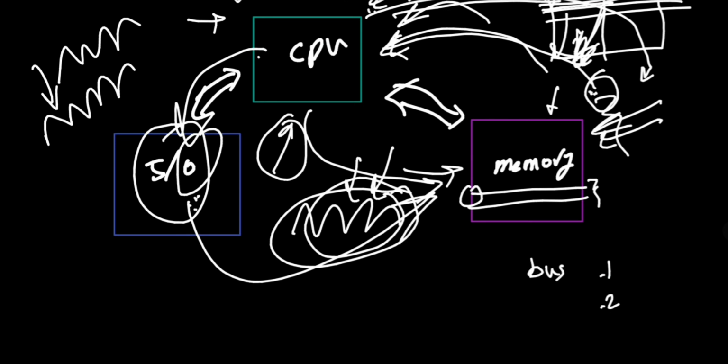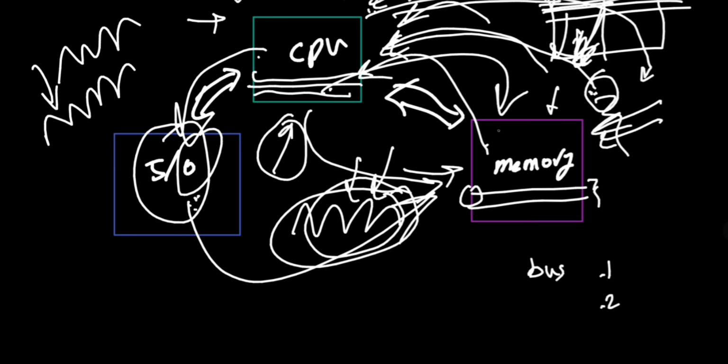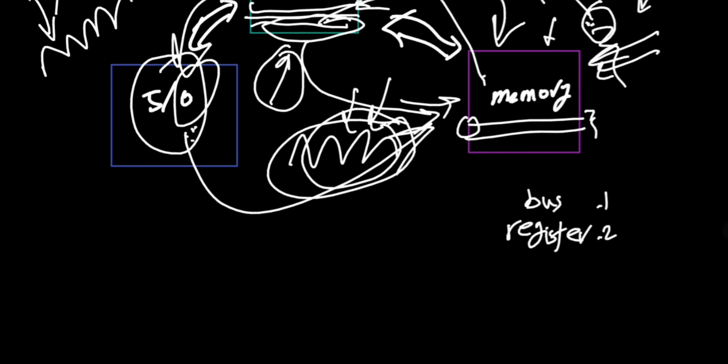Then the second one: we need some place in the CPU to save information after we have retrieved it from the memory. For example, we need a place here to keep the address of the next instruction in the memory, or another place to save the instruction that we have fetched from the memory residing at this address. So other than the bus, we need something called registers. The registers are simply memory cells, places where we can save information.